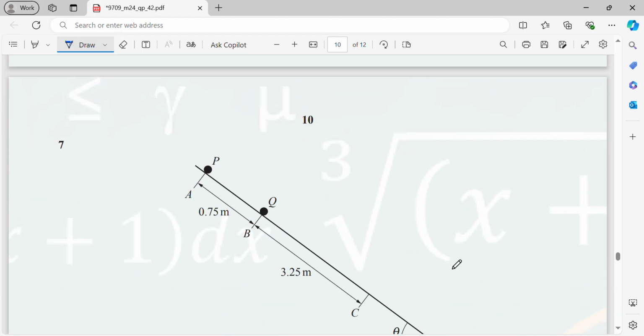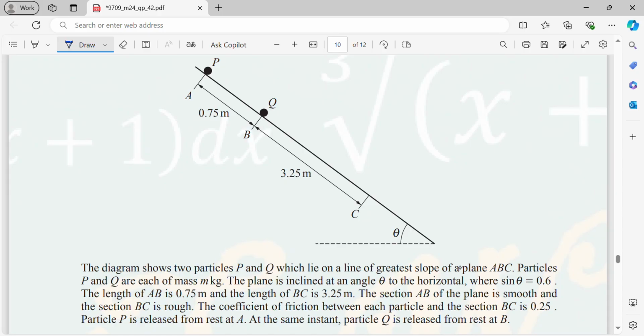Now for question number 7, okay, given this diagram, now the diagram shows two particles P and Q which lie on the line of greatest slope of the plane ABC. Now particles P and Q are each of mass m kilogram. So that means here is mg. This is mg. Right. Now the plane is inclined as an angle of theta to the horizontal where sine theta is 0.6. The length of AB is 0.75, which is given here, and the length of BC is 3.25. The section AB of the plane is smooth, and the section BC is rough. Okay, BC is rough. This is rough plane.